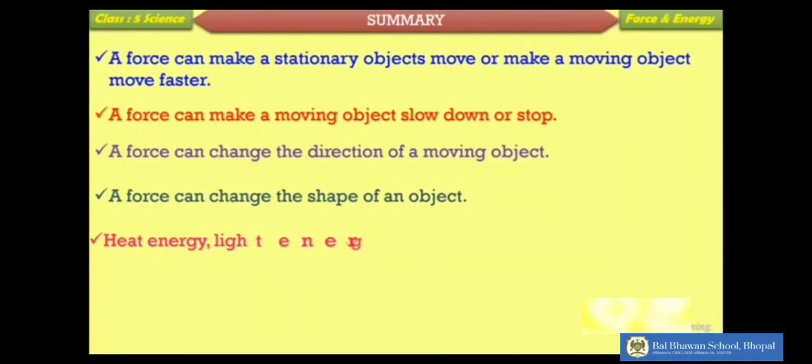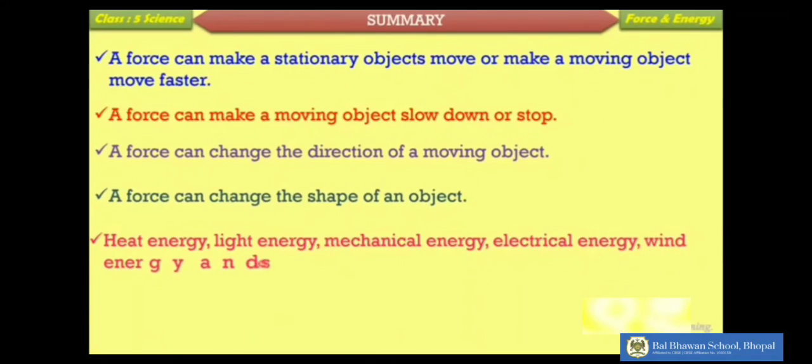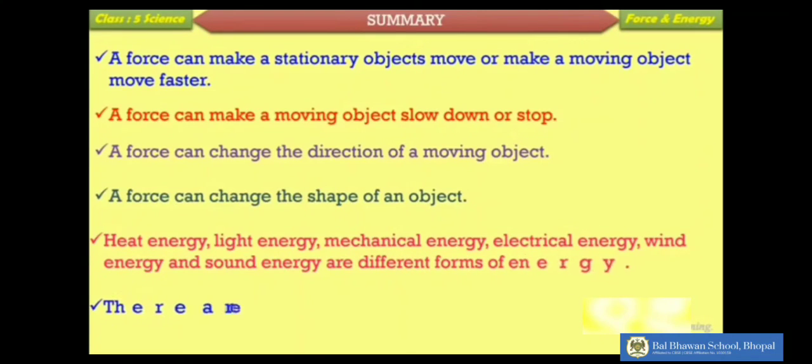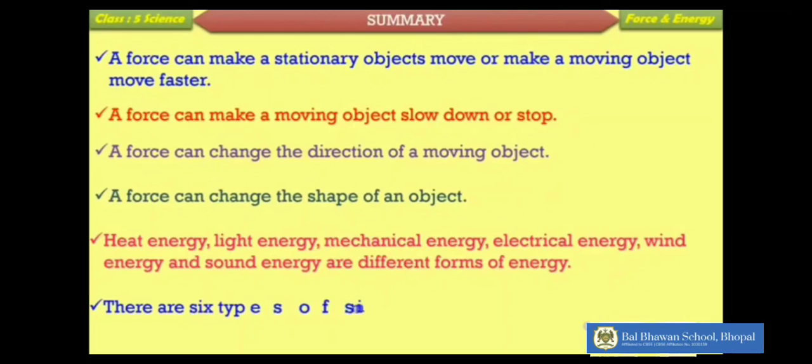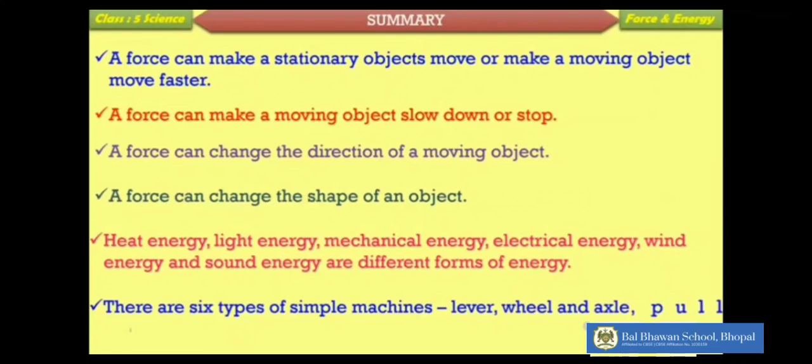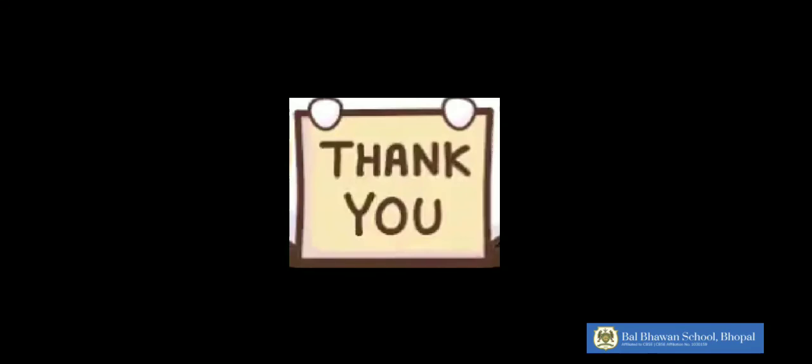Then we have discussed different types of energies: heat energy, light energy, mechanical energy, electrical energy, wind energy, sound energy, and so on. Lastly, we have done today different types of simple machines. Now let's name them: lever, wheel and axle, pulley, inclined plane, screw, and a wedge.